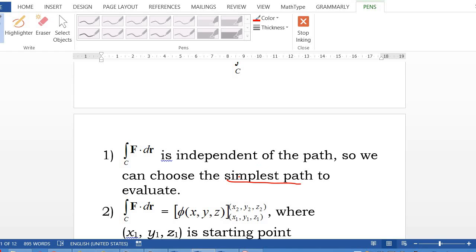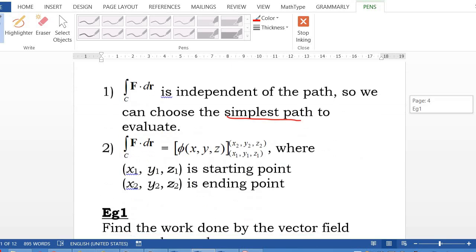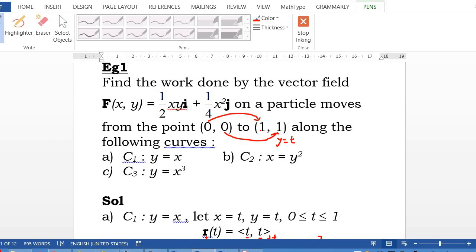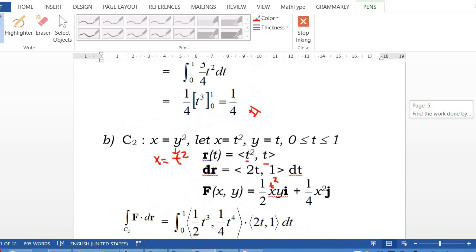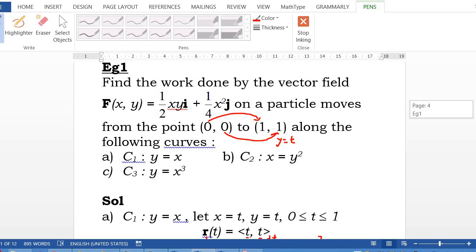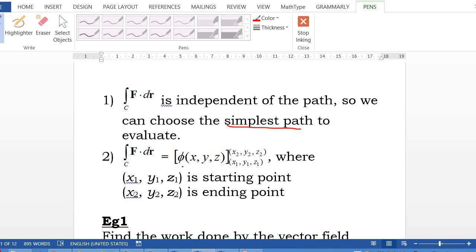If F is conservative, then you have two ways to evaluate the line integral. Either you use the simplest path, because when F is conservative, the line integral is independent of path. This has been shown in example 1. Because F is conservative, if you evaluate the line integral on C1, C2, C3 using parametric equations, all give the same answer. So if you know F is conservative, you may use the simplest path with a parametric equation to evaluate the line integral, or you can use the potential function phi.